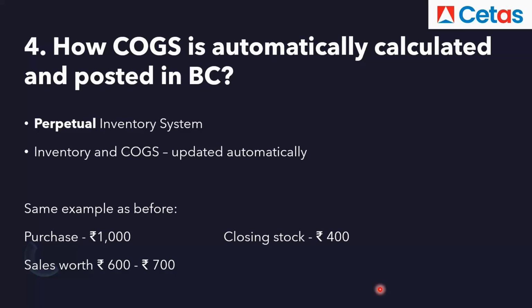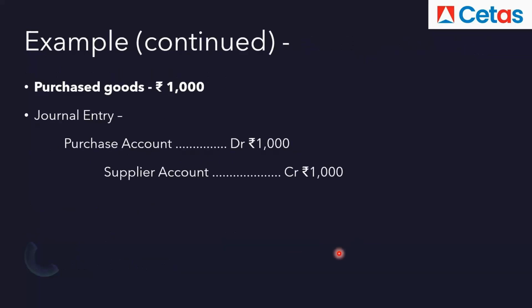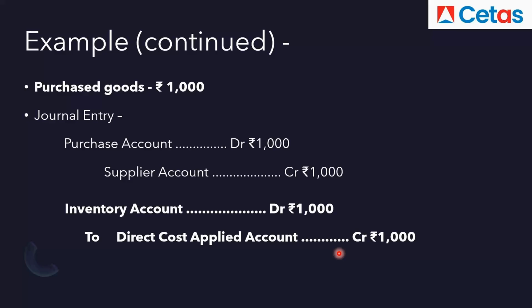Let us take the same example as before. We purchase goods worth rupees 1000 from a supplier. We sell goods worth rupees 600 for rupees 700 and our closing stock value is rupees 400. Let's start with the purchase process. Now we have purchased goods worth rupees 1000 from the supplier. As usual, the entry would be purchase account debit rupees 1000 to supplier account credited for rupees 1000. But Business Central does not stop there. It also passes another entry, which is inventory account debit 1000 to direct cost applied account rupees 1000.